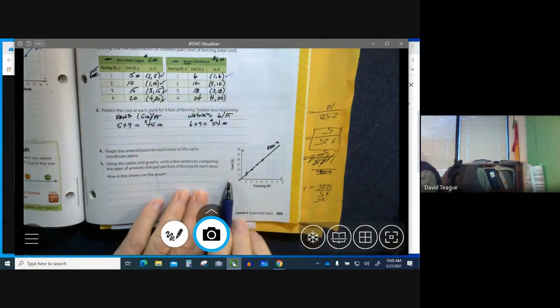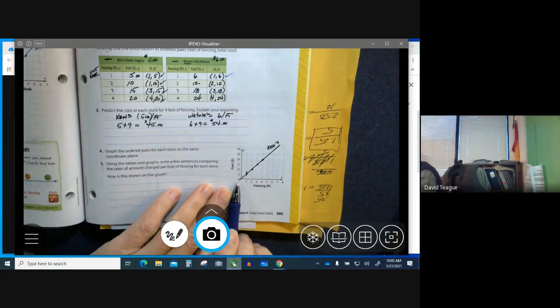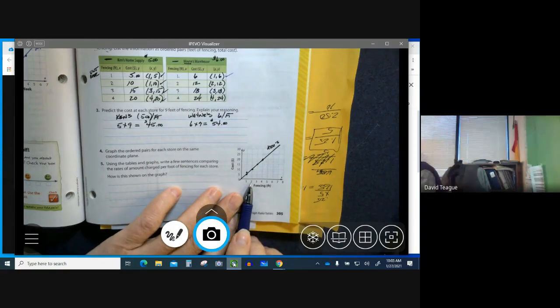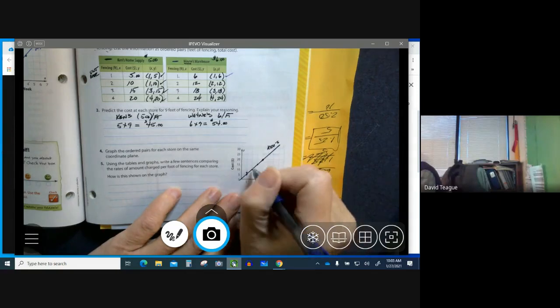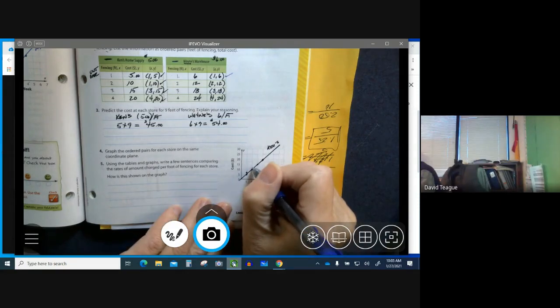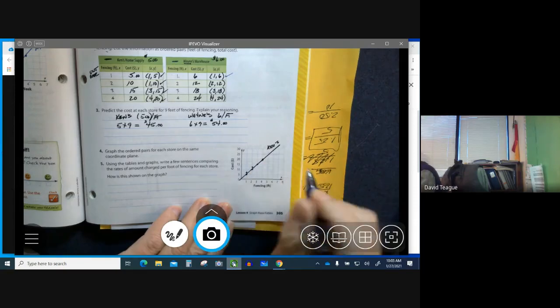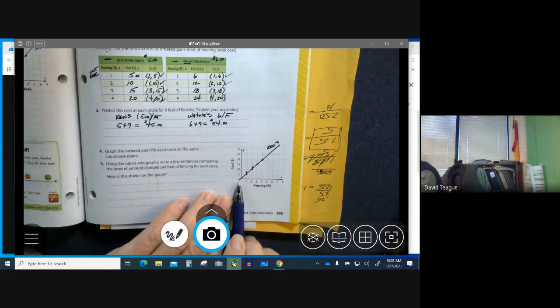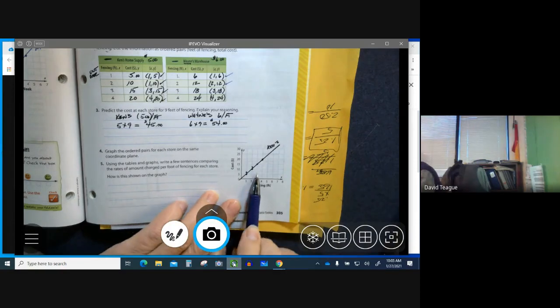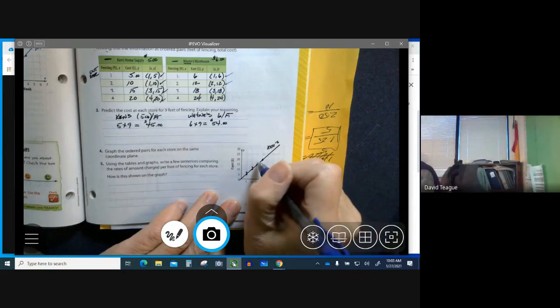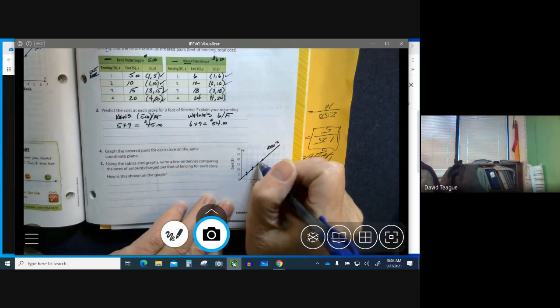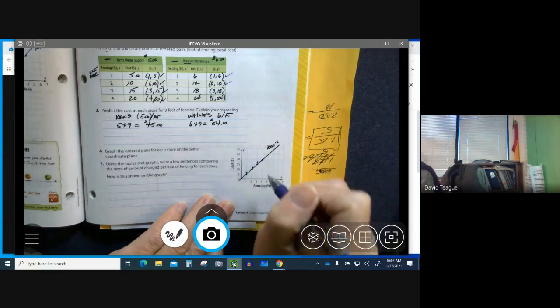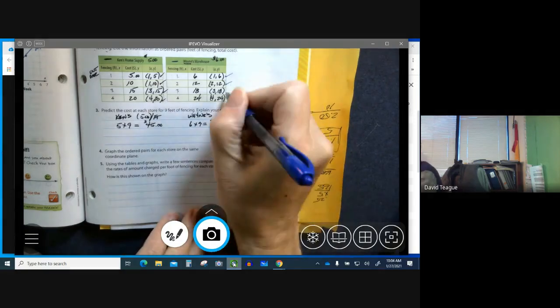Our next ordered pair, we're going to start at the origin. We're going to go to the right to 2. And we're going to go up to 12. So we're going to have to guesstimate a little bit. We'll just put it right there. So we have that ordered pair. Next one is 3, 18. So we're going to start at the origin, go over to 3, go up to 18. Again, we're going to have to guesstimate a little bit. 15, 16, so about there. Okay, so we have that ordered pair.